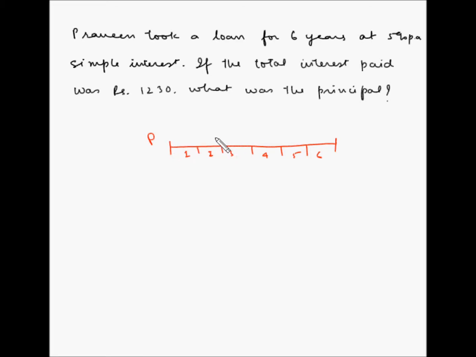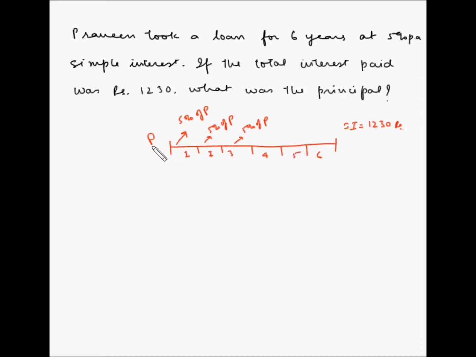Now for each of these years he is getting a simple interest of 5% of the principal amount, which is P. So second year also the interest is 5% of P because this is a simple interest. Again third year 5% of P and so on. Now the 5% of P for 6 years equates to a simple interest of 1230 rupees.